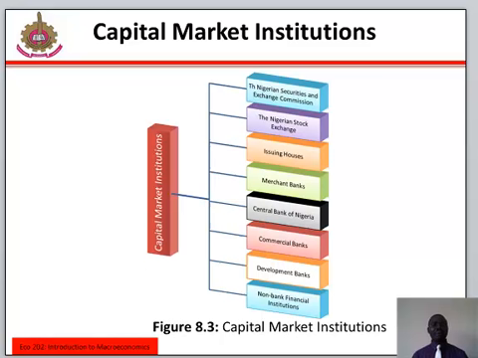Capital market institutions. Generally, any person who provides long-term capital funds is a participant in the capital market. However, in an organized market such as the Nigerian capital market, participating institutions are: 1. The Nigerian Securities and Exchange Commission. 2. The Nigerian Stock Exchange. 3. Issuing houses. 4. Merchant banks. 5. Central Bank of Nigeria. 6. Deposit money banks. 7. Development banks. And the last one is non-bank financial institutions.